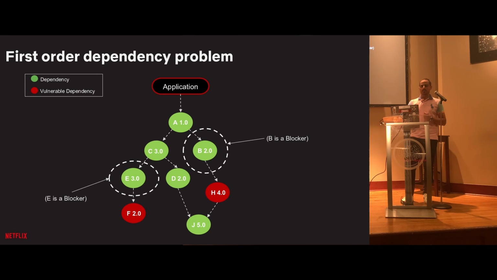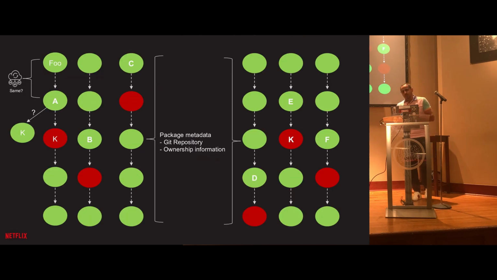Meaning E can say, OK, I can upgrade F to 2.1. And B can say the same thing. I can upgrade H to 4.1. But how do you actually find these first order dependencies? The way we did it is we preserve all the metadata of all the packages, in which they were actually built. If you remember the indexing process where we preserve all the data, we know exactly where the package has been built. So we know the Git repository of the owner.